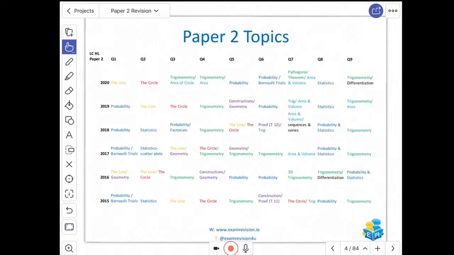And yeah, they are very much an important part of paper 2. And we've got our constructions, geometry, where you're dipping in and out. It will come up probably in some way over the course of the paper.